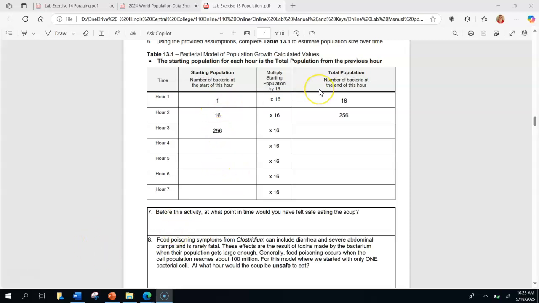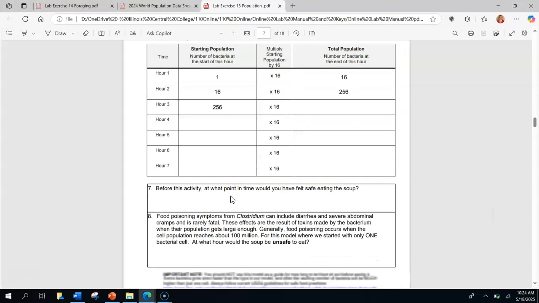I've started you off, I've actually given you almost 3 examples. You're going to take the first hour, which is 1 bacteria, times 16, which is 16. Then you're going to take that number, and that's going to be our starting number for hour 2. So 16 times 16 is 256. And you're going to take that number, and that is the starting population for hour 3. You would then multiply 256 times 16. That number then would be the beginning of hour 4. And you're going to repeat that until you're all the way down to hour 7.